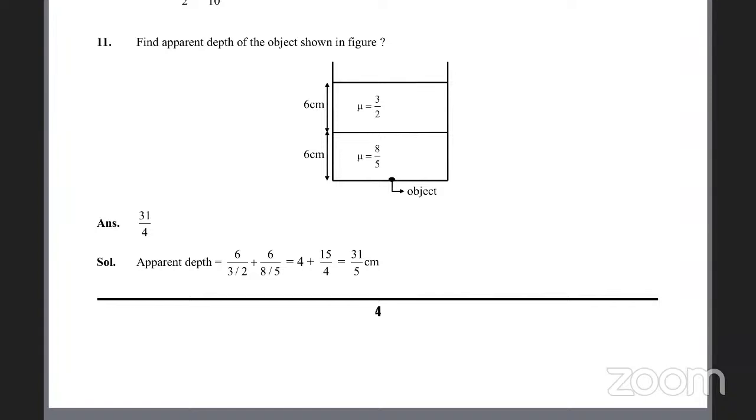Now look at this one. Find the apparent depth of an object. We know that the refractive index of a medium is real thickness by apparent thickness, or apparent depth.